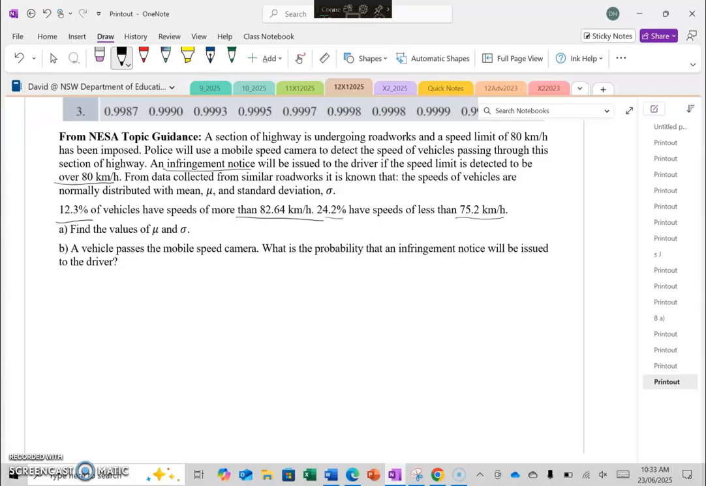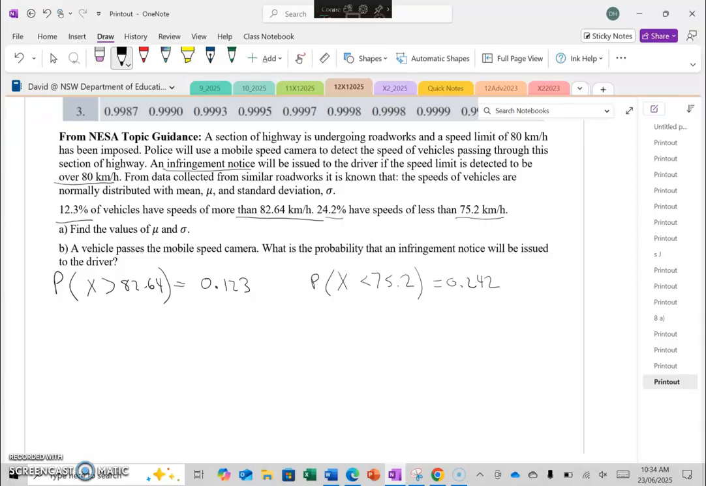So let's think about how we can write this mathematically. Let x be the speed. The probability that x is more than 82.64 is equal to 12.3%, which is 0.123 as a decimal. The second fact: the probability that the speed, which is going to be x here, is less than 75.2 is 0.242.